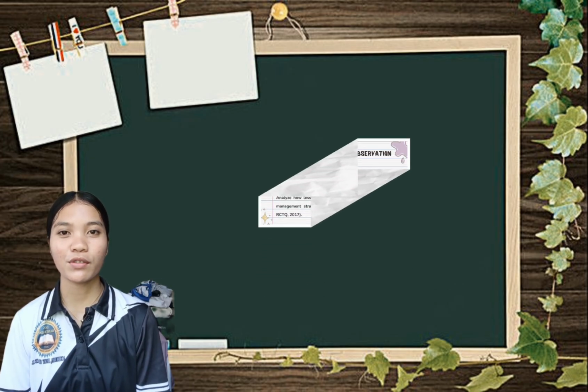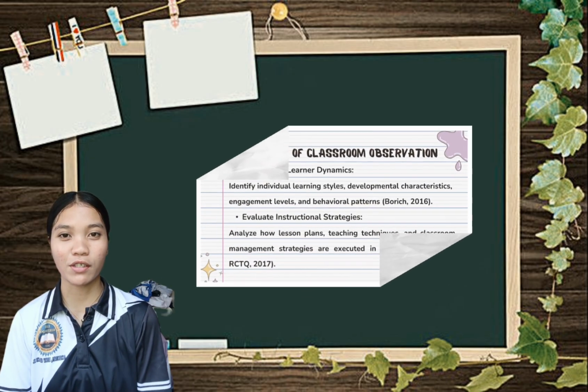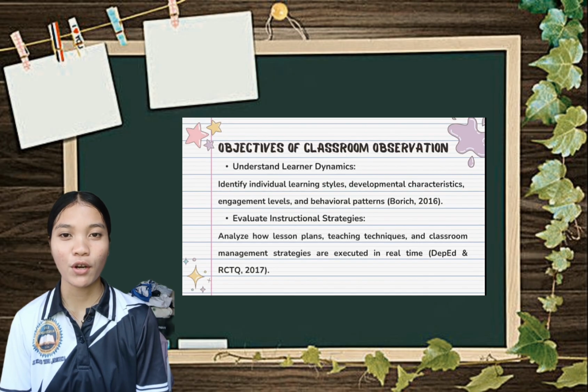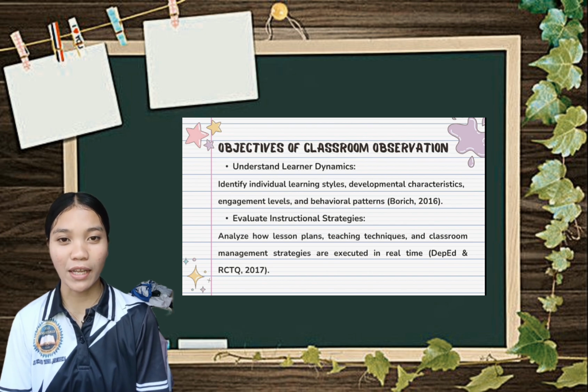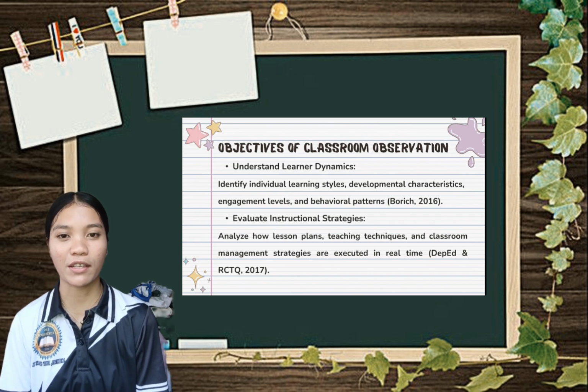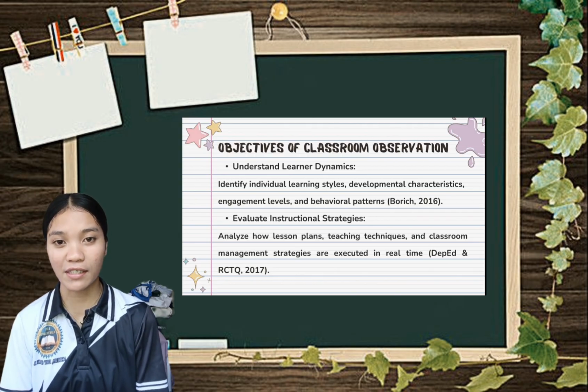Now, let us proceed to the core objectives of classroom observations. So there are three main objectives. First, understanding learner dynamics. This means observing how students behave, participate, interact, and learn inside the classroom. For example, we may notice that one student actively participates during class discussions, while another student participates more during group activities. So through observation, we can identify different learning styles, different developmental characteristics, engagement levels, and behavioral patterns.